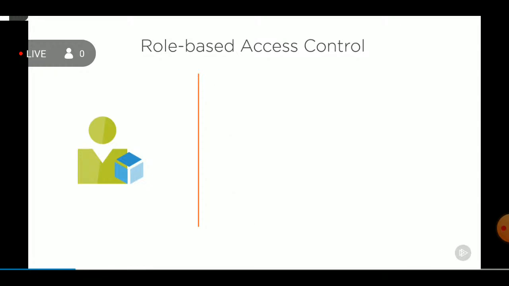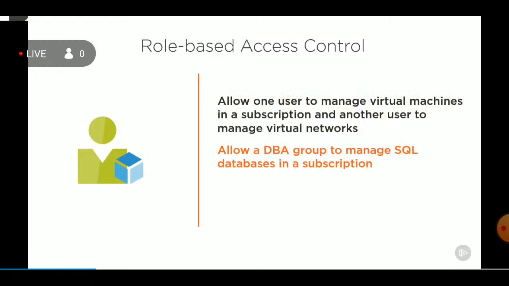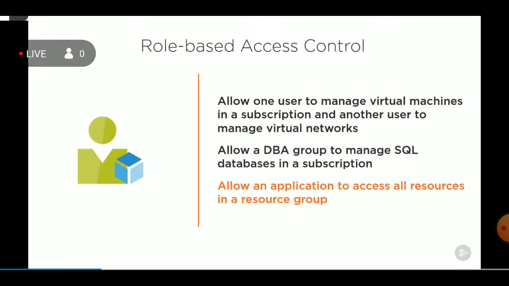Now, access management for Azure resources is critical. Role-based access control helps manage who has access, what they can do, and where they have access. So for instance, we could allow one user to manage virtual machines in a subscription and another user to manage virtual networks. We can also have a DBA group to manage SQL databases in a subscription, or simply allow an application to access all resources in a resource group.